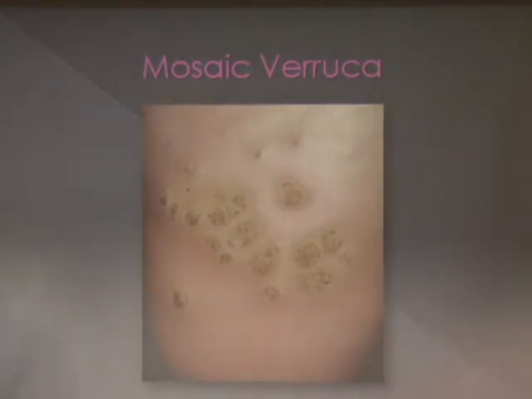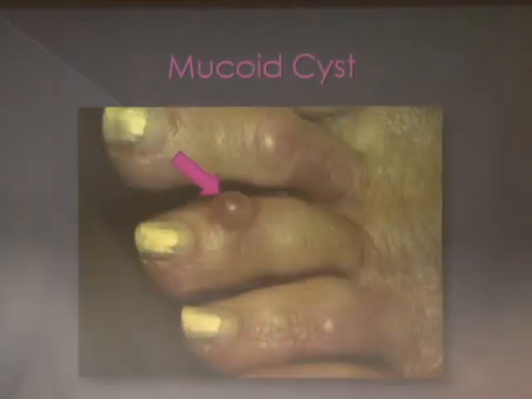Mosaic verruca is what we call the multiple warts, where the mother lesion exists and then you have multiple lesions that exist alongside it.